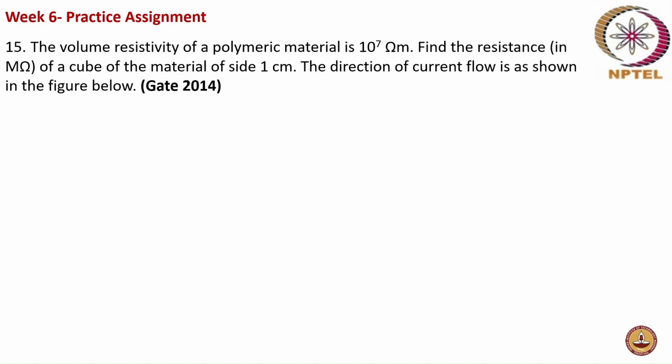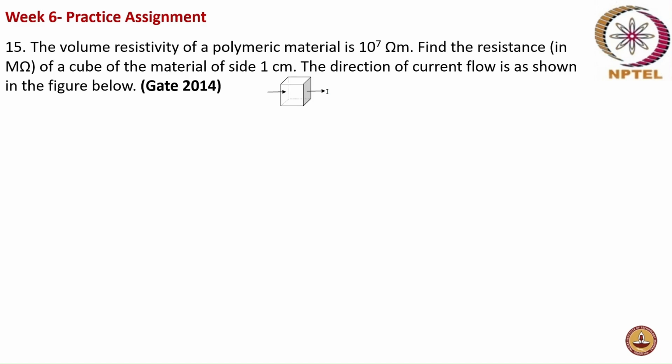Next. The volume resistivity of a polymeric material is 10 power 7 ohm meter. Find the resistance in mega ohms of a cube of the material of side 1 centimeter. The direction of current flow is as shown in the figure below. This is the current flow direction. Now you have to find the resistance. It's a GATE 2014 question.